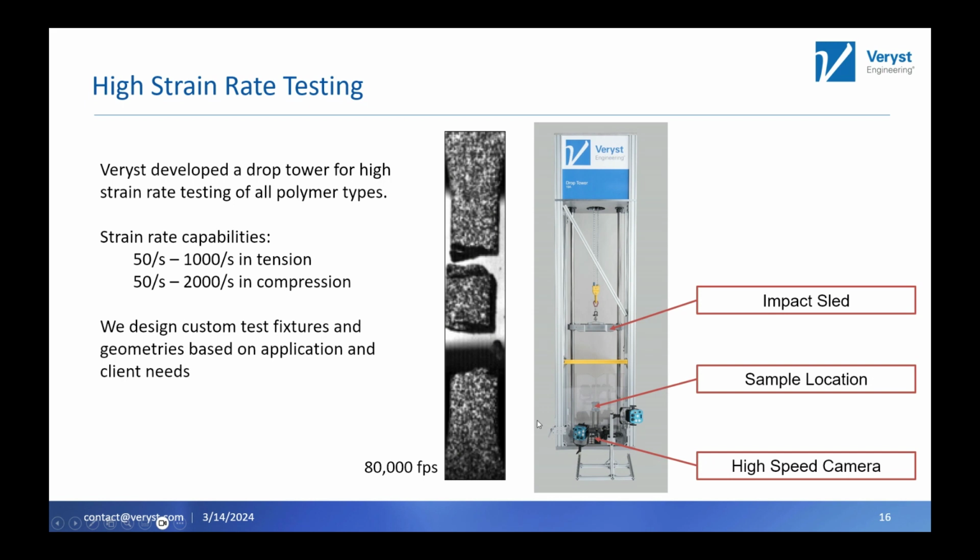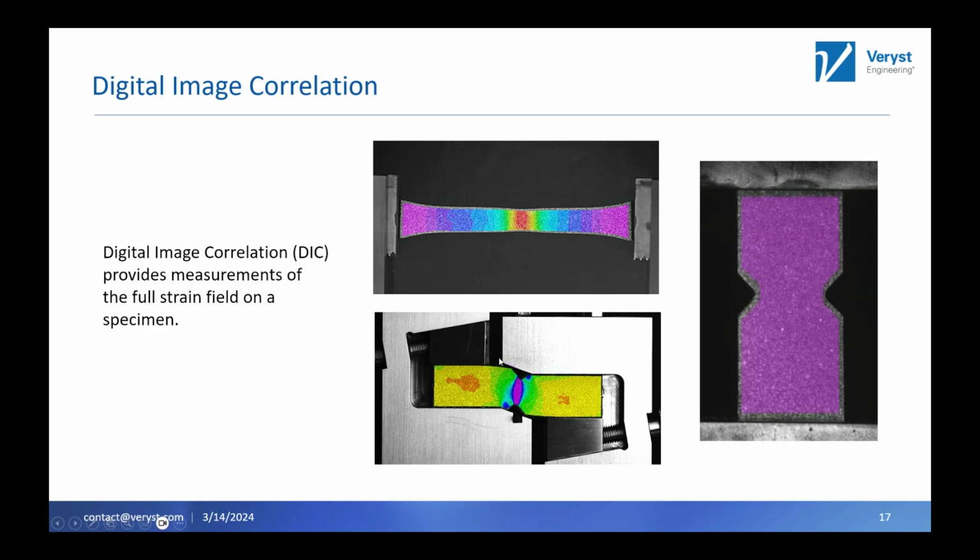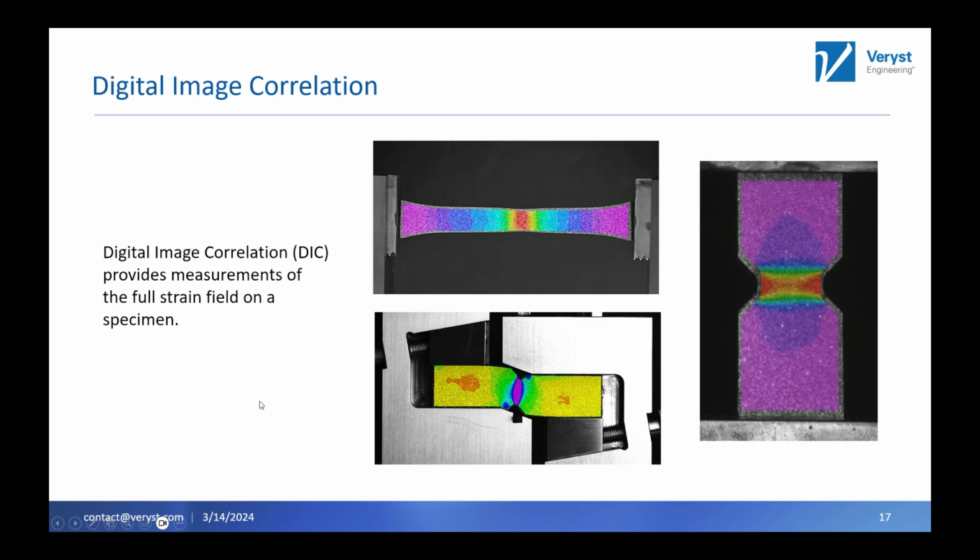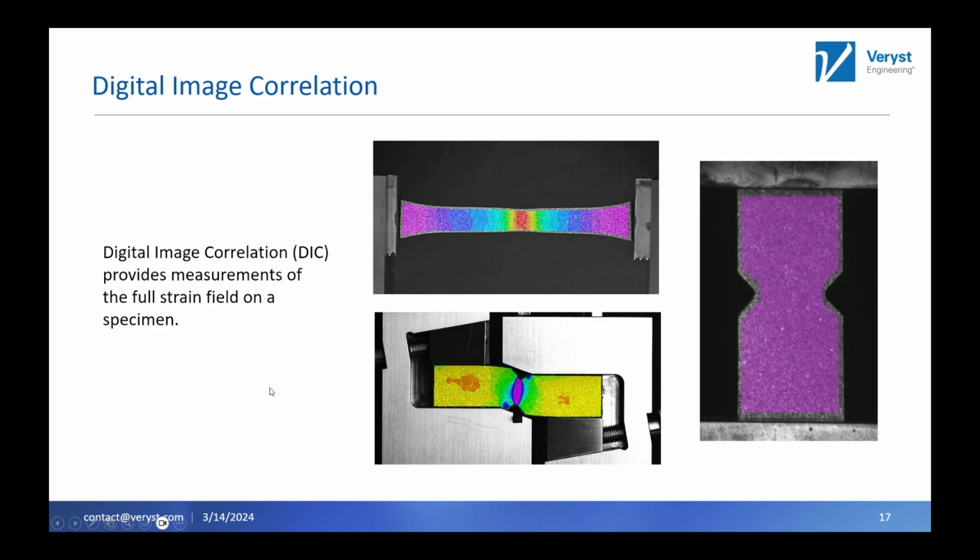And so using high-speed video to capture the test and then analyzing the high-speed video after the test is, in our experience, the best way to measure the impact properties of polymers and adhesives at high strain rates. And so how do we take that video and actually turn it into useful information? We use what's called digital image correlation.